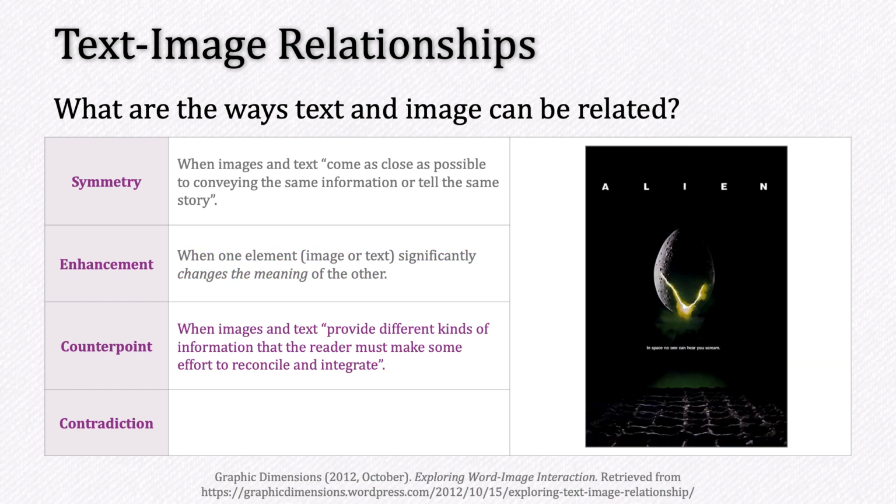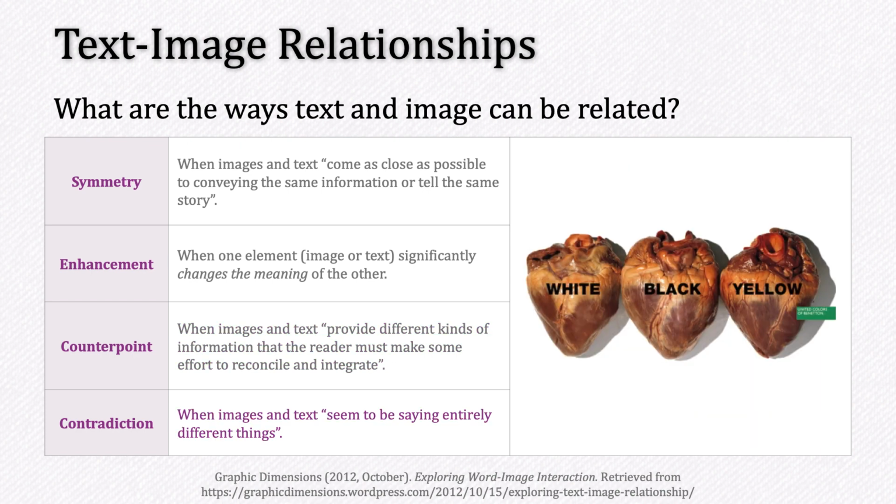A third possible relationship is that of a counterpoint. A text-image relationship is a counterpoint when images and text provide different kinds of information that the reader must make some effort to reconcile and integrate. This, of course, is closely related to the active processing assumption, the idea that learners have to select, organize, and integrate information. The fourth possible relationship is one of contradiction. A text-image relationship is deemed a contradiction when images and text seem to be saying entirely different things.